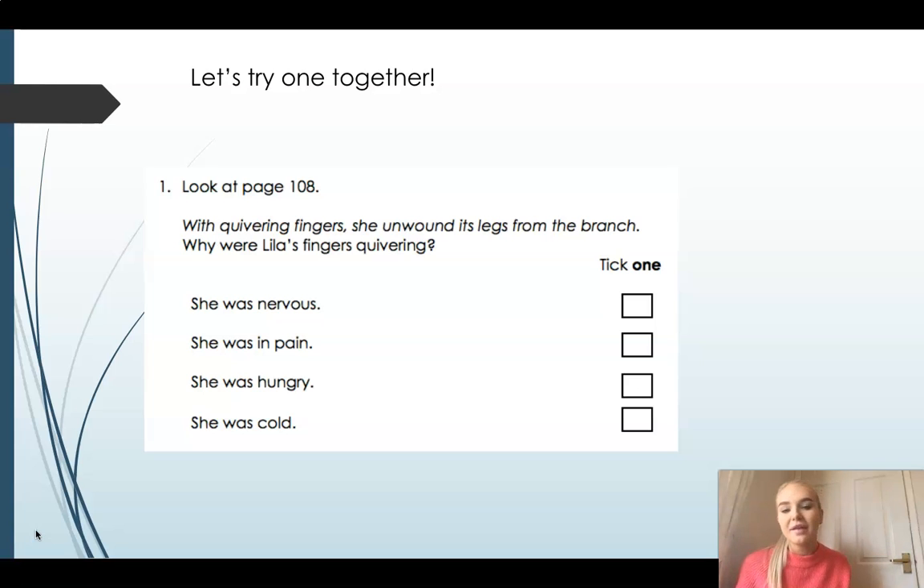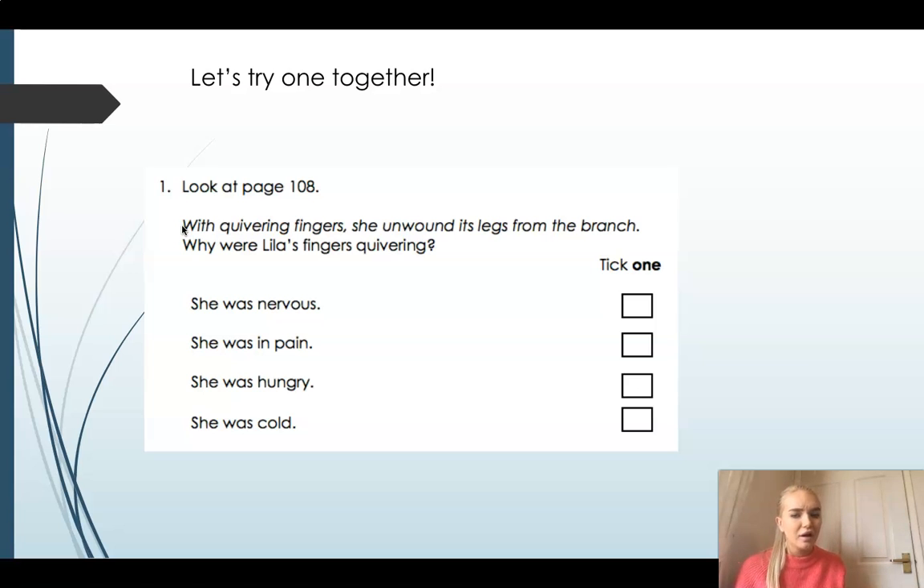It means it's a quote that's directly taken from page 108. So when we are thinking about the answer, we can actually go to 108 and find that exact quote. That is called italics. So when some writing is in italics, in this circumstance, it's going to be a direct quote from the book. Now, my main question is, why were Lila's fingers quivering?